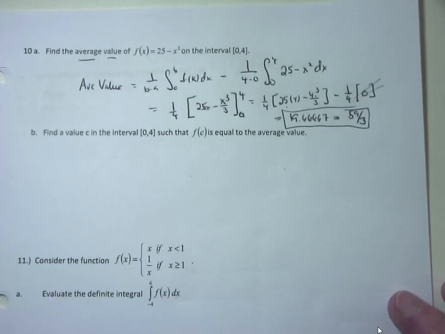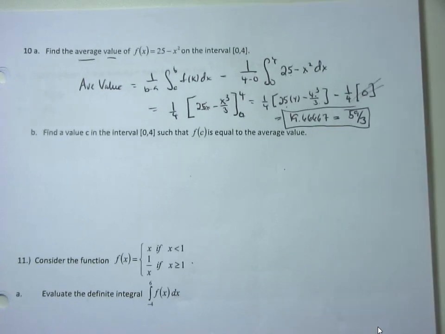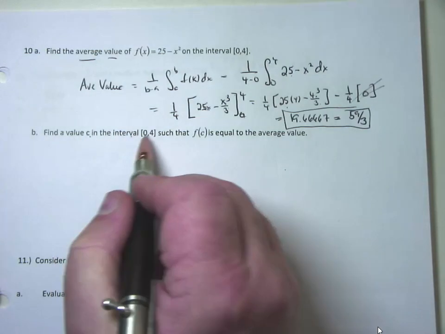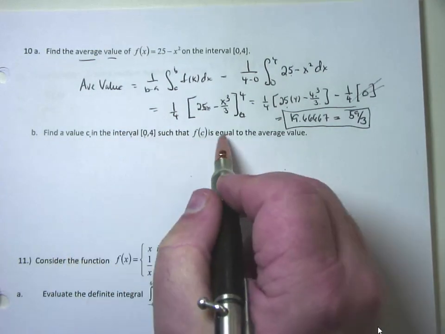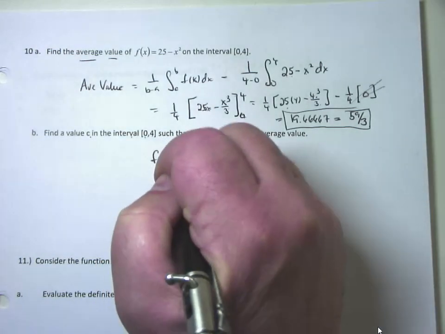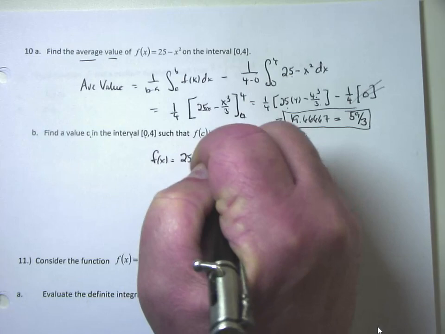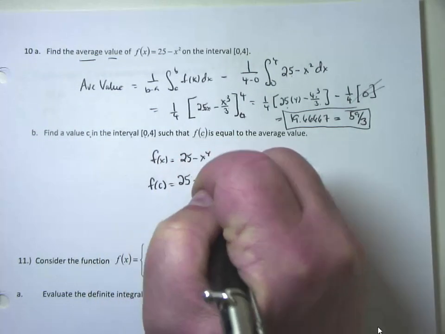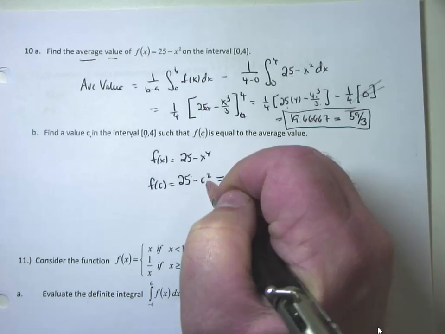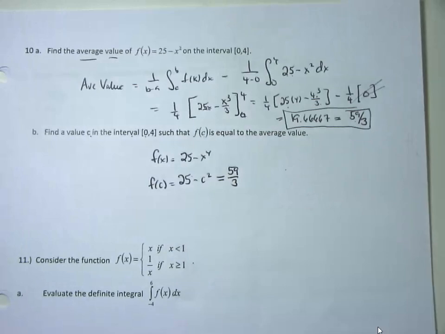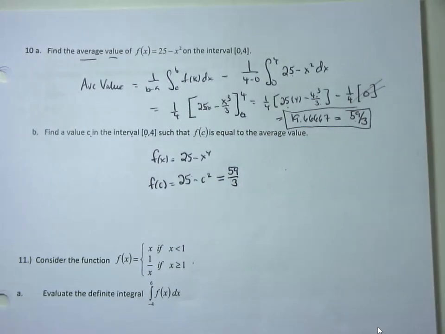But there's a part B to this problem. Part B says: find the value c in the interval between 0 and 4 such that f of c is equal to this average value. Well, f of x was equal to 25 minus x squared. F of c, just to use their notation, would be 25 minus c squared, and it's supposed to be equal to this average value of 59 thirds. Your mission in life now is to solve for c.